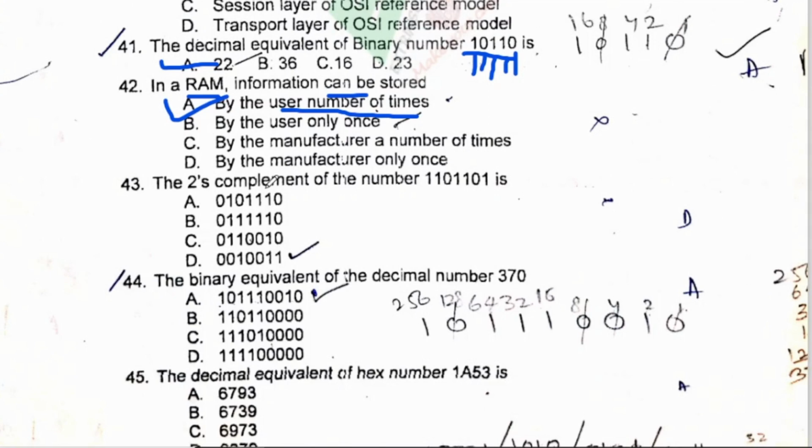Take the 1's complement of the number 1101101. Keep the first number as it is, then write the complement of all the remaining numbers, so this is 1, this is 0, 0, 1, 0, 0. So which is the correct option? 001, 0011. So option D is the correct answer.